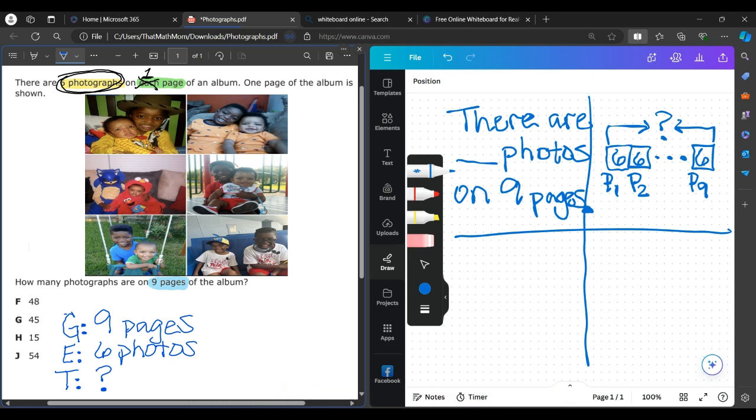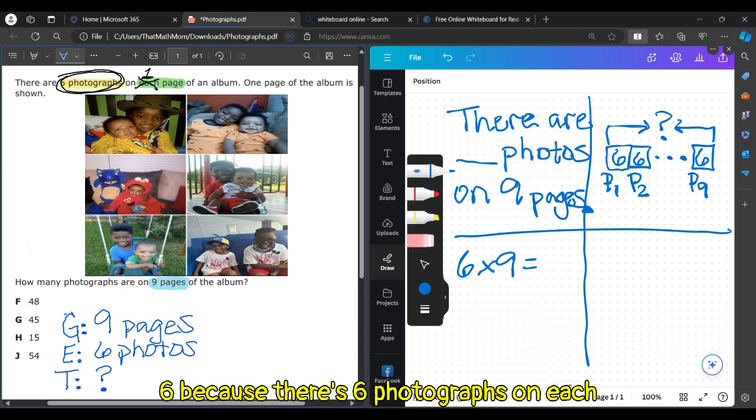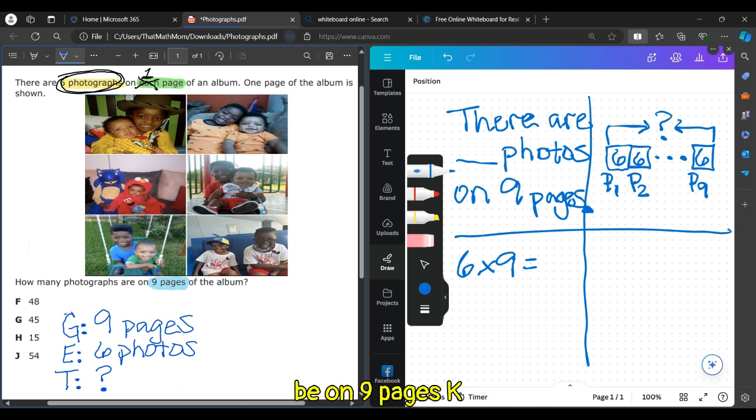So in the third box, that's diagonal from the box we were just in, we're going to come up with a number sentence that represents our pictorial model. And in this case, it's 6 times 9, which means we are doing 6 9 times. 6 because there's 6 photographs on each page, and we're using 9 because they want us to find out how many photos will that be on 9 pages.